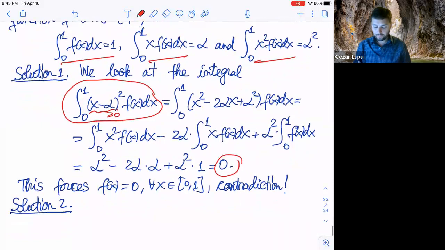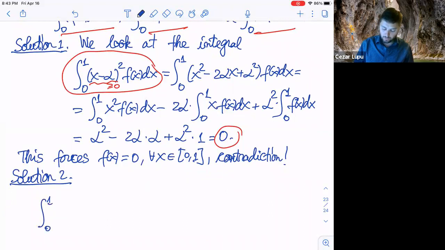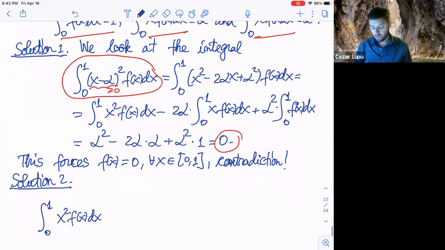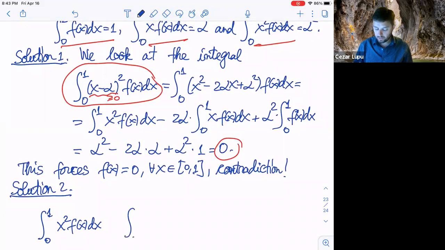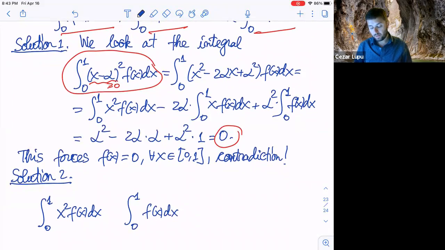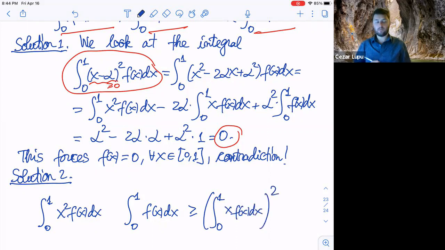So let's think of this. If we look at the last integral, let's write it here. I'm going to write it in this way: the integral from 0 to 1 of x squared times f(x) dx. Great. And if I look at this integral of f, well, guess what? If I apply the Cauchy-Schwarz inequality, maybe this will give me something. This will give me the integral from 0 to 1 of x f(x) dx, everything squared. All right, let me rewrite it so that things are even clearer.